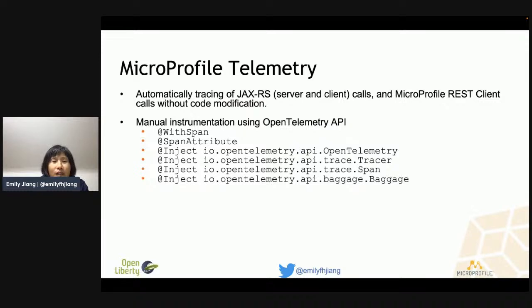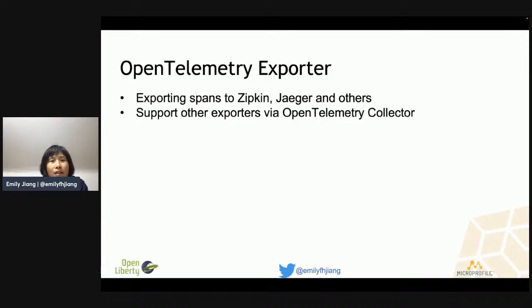Let's quickly go through the details about MicroProfile Telemetry. Recap again: it automatically traces Jakarta REST calls and REST client calls without any code modification. You can also inject the OpenTelemetry Tracer, Span, and Baggage, or use WithSpan or SpanAttribute directly from the OTel API. For the exporter, you can directly export spans to Zipkin, Jaeger, or any others. There are many exporters, and you can use the OTel collector to hook into other exporters.